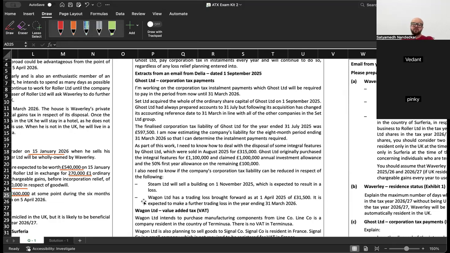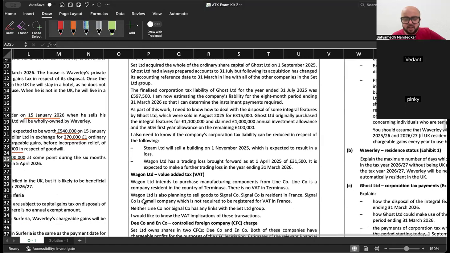I also need to know if the company's corporation tax liability can be reduced in respect of the following. Steam Limited will sell a building on 1st of November 2025, which is expected to result in a loss. Wagon Limited has a trading loss brought forward as at 1st of April 2025 of 31,500. It is expected to make a further trading loss in the year 31 March 26.